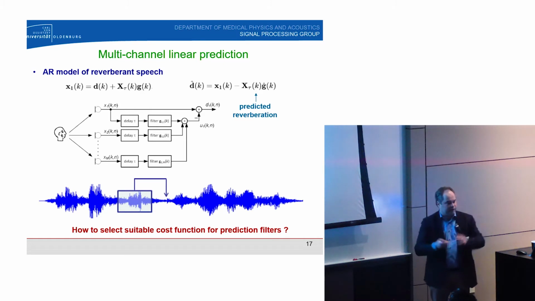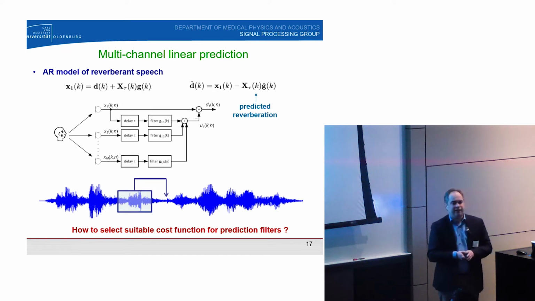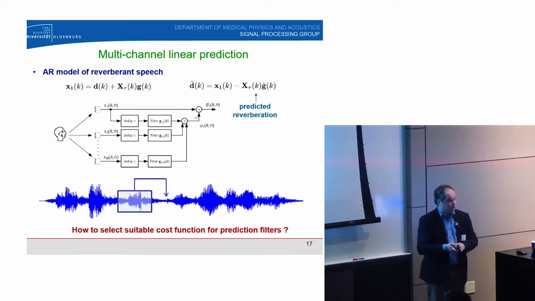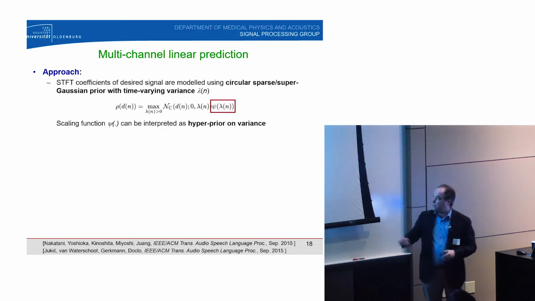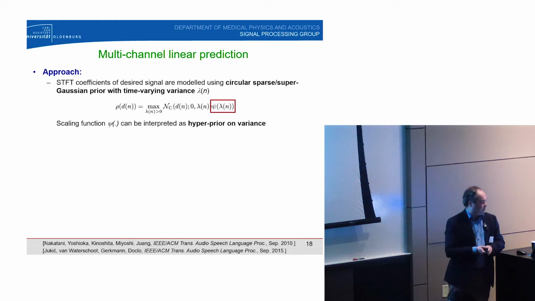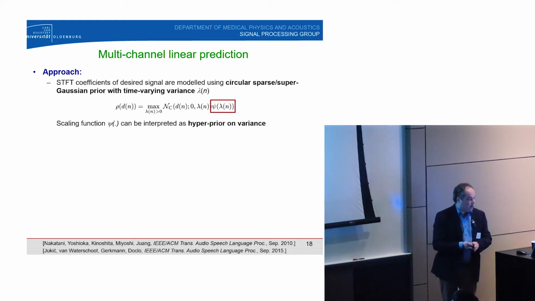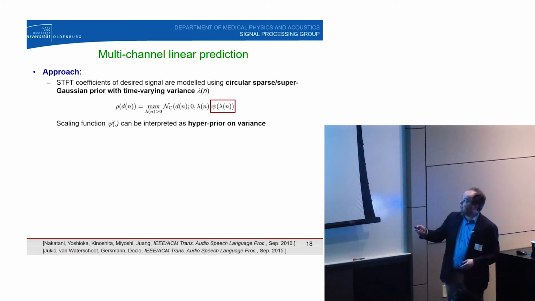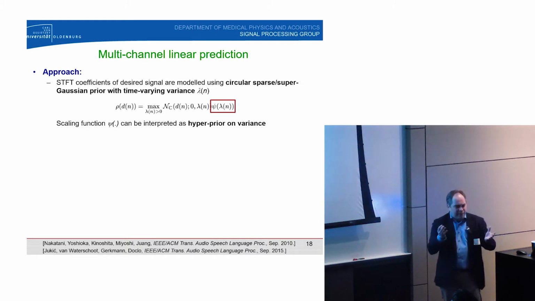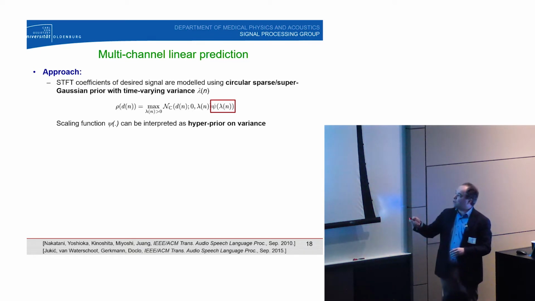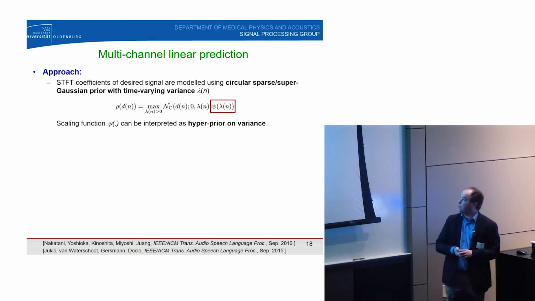And in 2010, I think that work kind of started in NTT. Tomohiro Nakatani presented a model based on a time-varying Gaussian model. And then a couple of years later, we extended this to a more general circular sparse prior. So basically, we assume for each STFT coefficient a circular sparse prior, or a circular super-Gaussian prior, which can basically be written as a maximization over scaled Gaussians, where the scaling function can be interpreted as a hyperprior on the time-varying variance lambda.